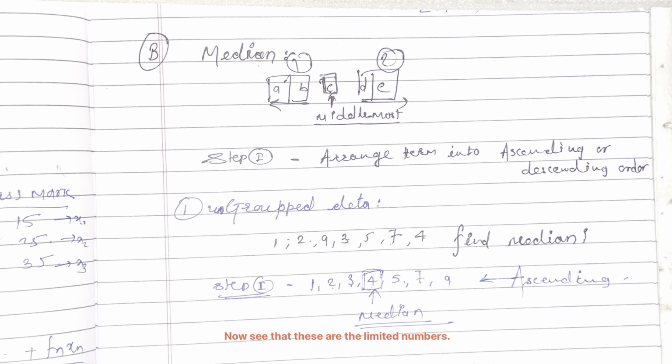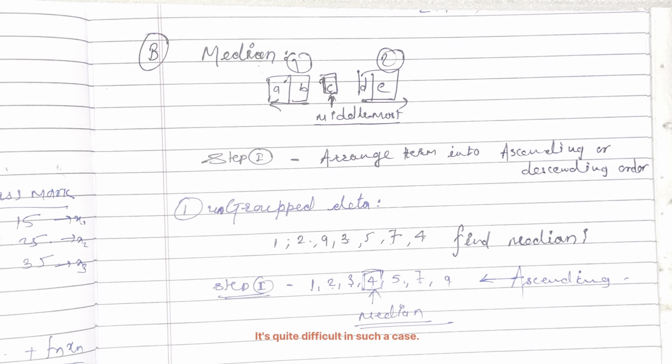Now these are limited numbers. What happens if there are 100 terms, or a much bigger, long number of terms, like n terms or n minus 1 terms present? In this case, how can we find the median?